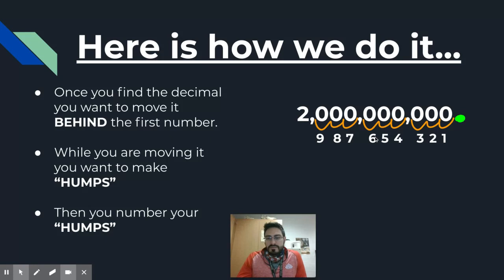So we started here. We need to get it here. So count with me. You ready? 1, 2, 3, 4, 5, 6, 7, 8, 9 humps to get it from here all the way to here. That's why it says 9. 9 places we moved it over. You're going to have to remember that number 9.